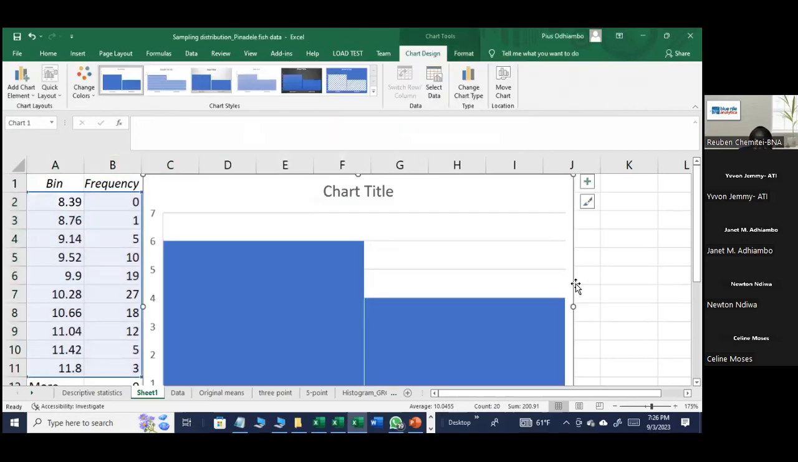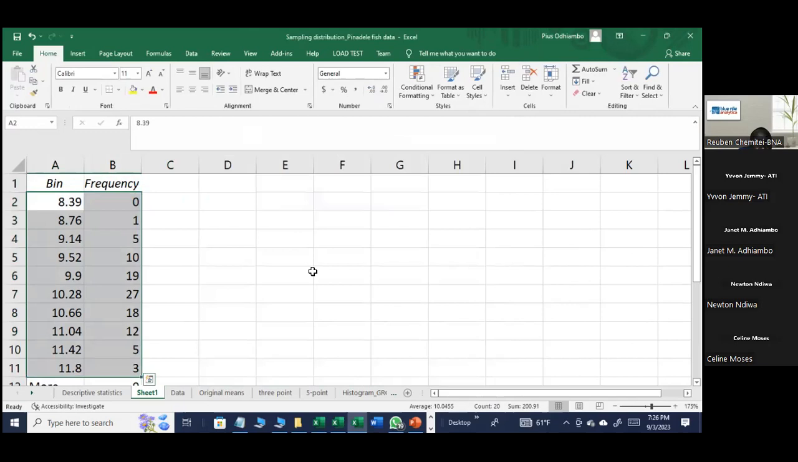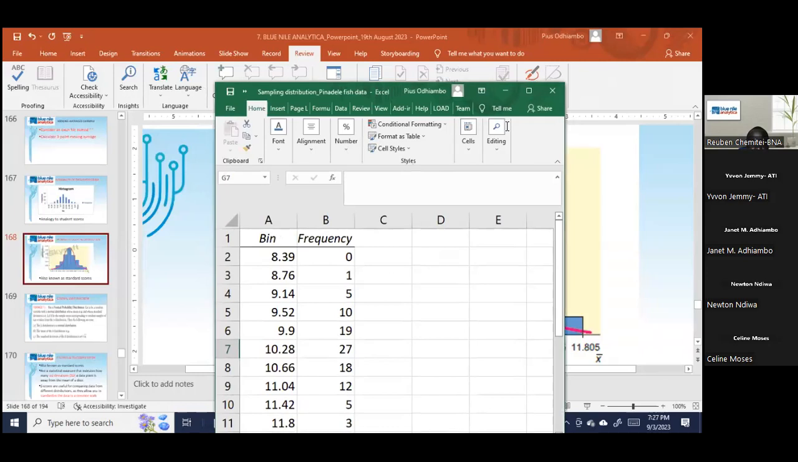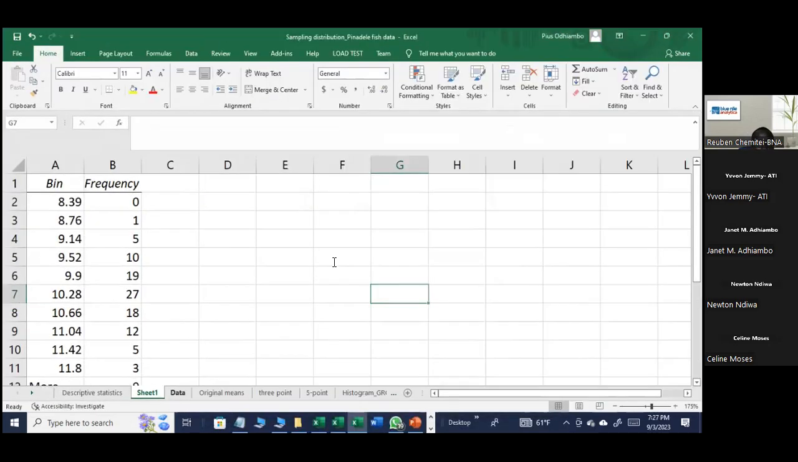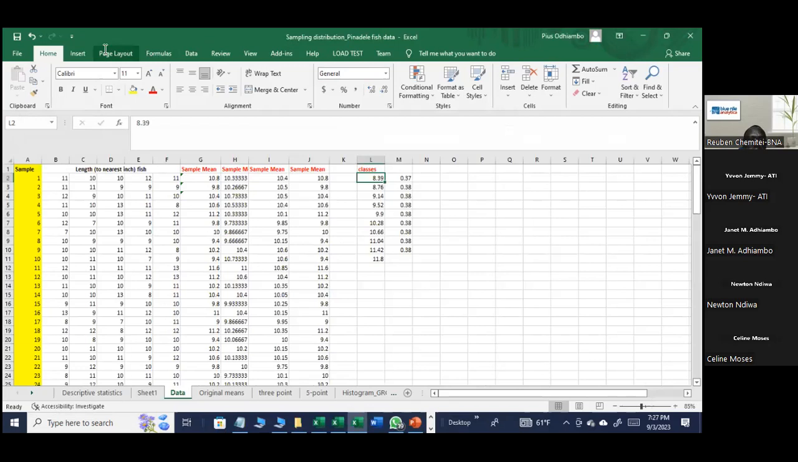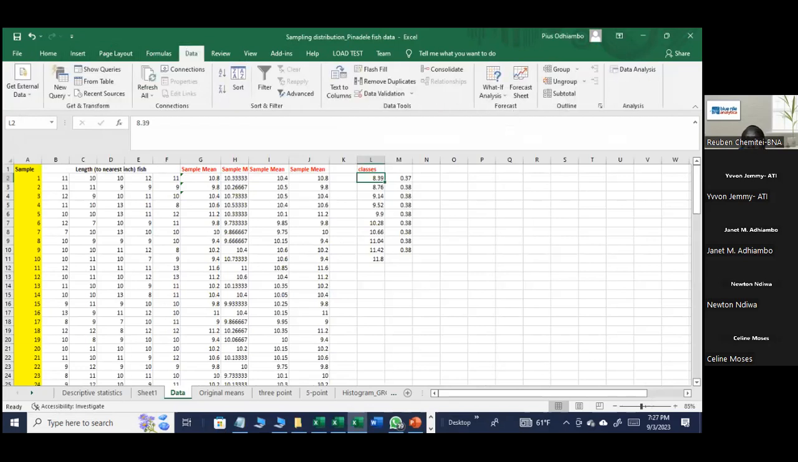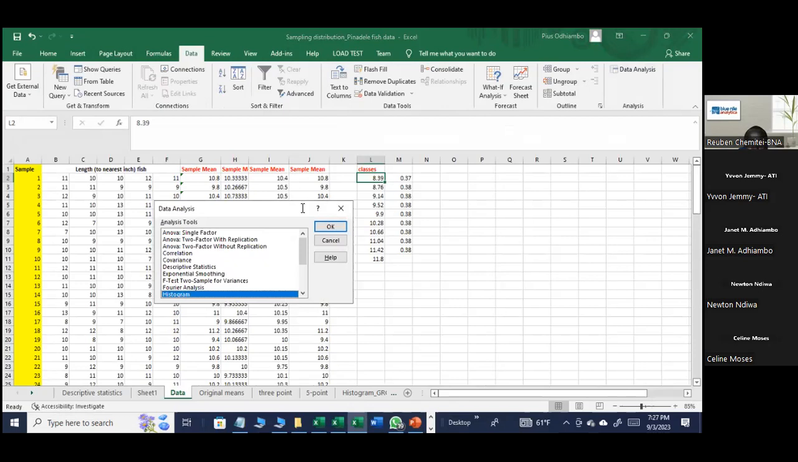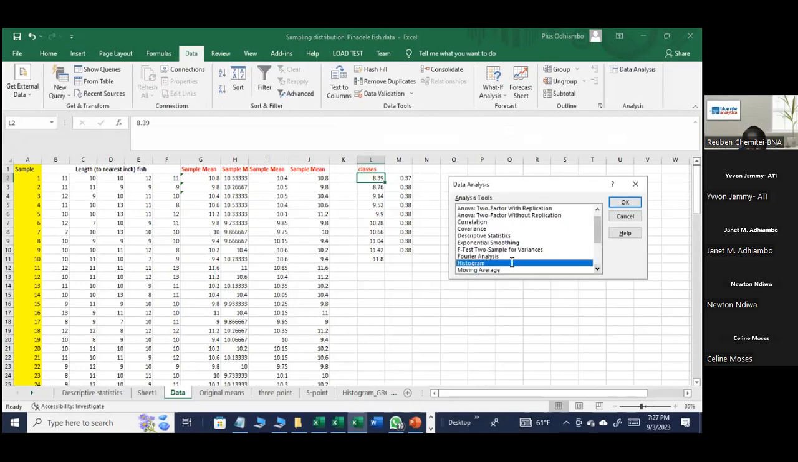Okay, I'm going to do this again. Let me repeat this. Should have given me the histogram as well. Sorry, I have to move this one down. So I have this data here. So I click here in data, then the analysis, then I can go to histogram.